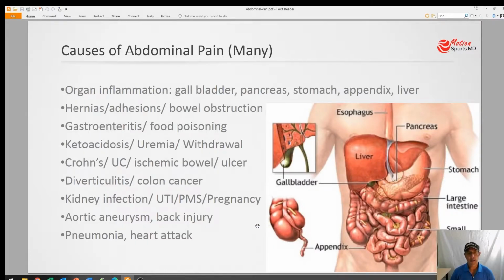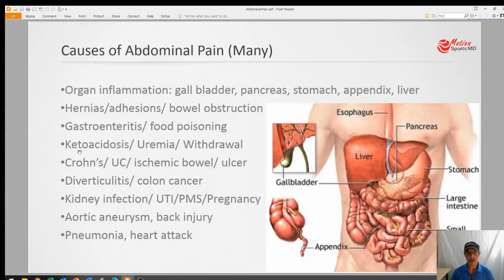So the causes of abdominal pain are many, and a lot of times they go by where in the abdomen they are. So if you look at the patient, this is right upper quadrant, left upper quadrant, right lower quadrant, left lower quadrant. Your provider will be trying to decide, is an organ inflamed, such as a gallbladder, pancreas, stomach, appendix, or liver? Are there hernias or adhesions? Are there bowel obstructions? Do they have some sort of diarrheal thing, gastroenteritis? Could it be secondary to food poisoning or other kinds of toxins?